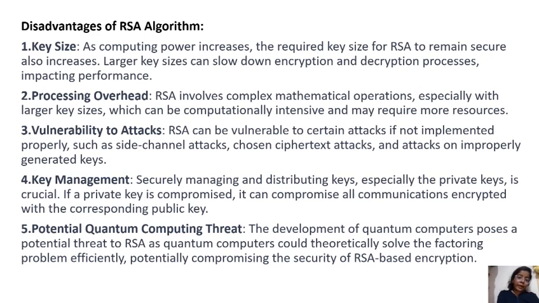Vulnerability to attacks: RSA can be vulnerable to certain attacks if it is not implemented properly, such as side channel attacks, chosen cipher text attacks, and attacks on improperly generated keys. In the fourth point, key management: securely managing and distributing keys, especially the private key, is crucial, and if the private key is compromised, communication encrypted with the corresponding public key can be compromised.